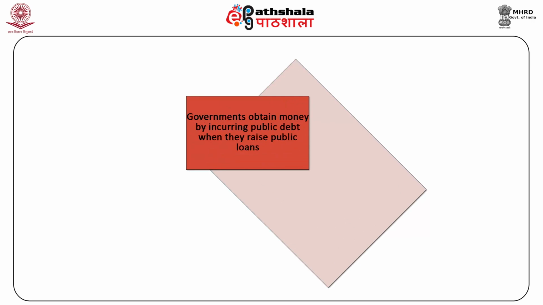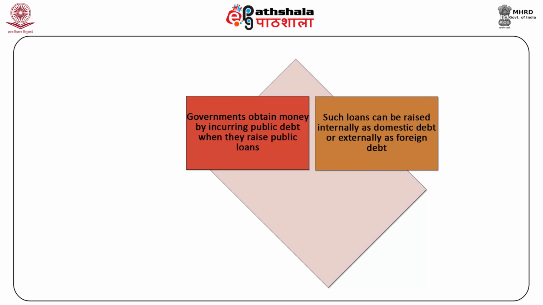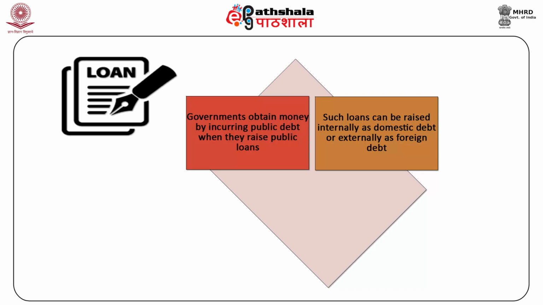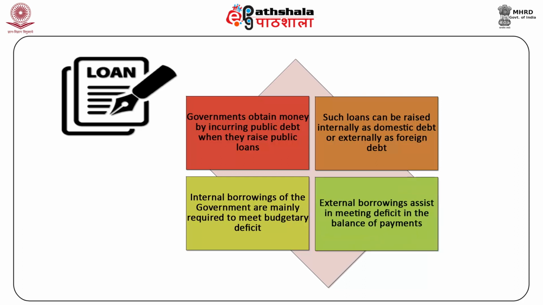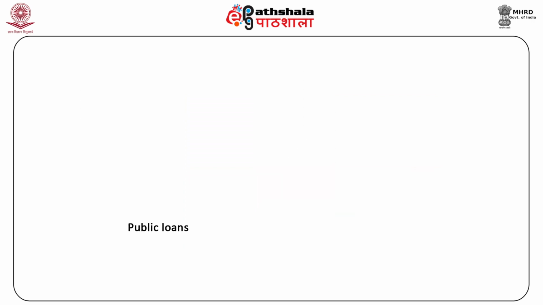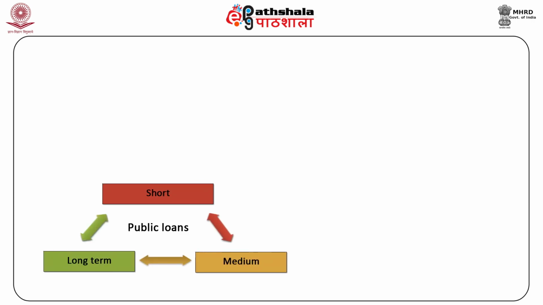Debt reforms. Governments obtain money by incurring public debt when they raise public loans. Such loans can be raised internally as domestic debts or externally as foreign debts. Internal borrowing of the government is mainly required to meet budgetary deficits. External borrowing assists in meeting deficit in the balance of payments. The public loans may be raised for short, medium, or long terms to meet an economy's requirements of development.